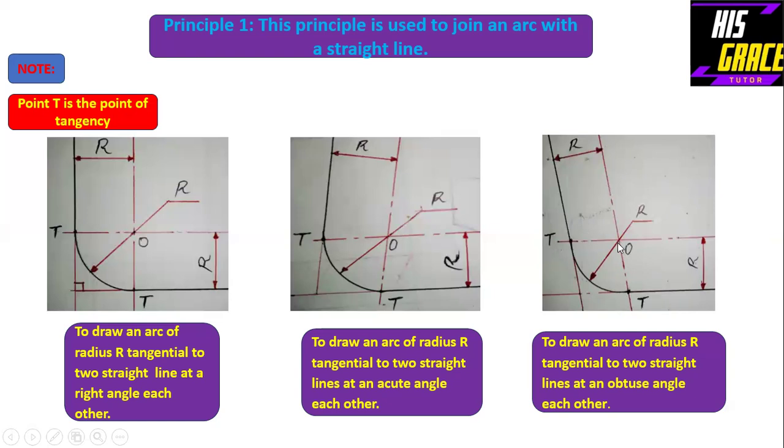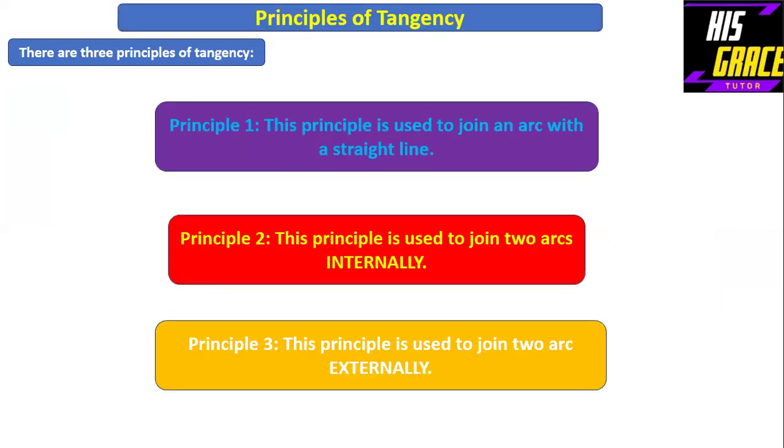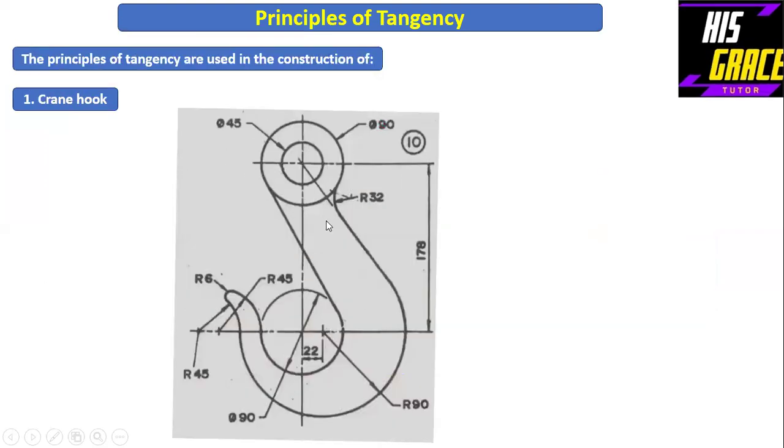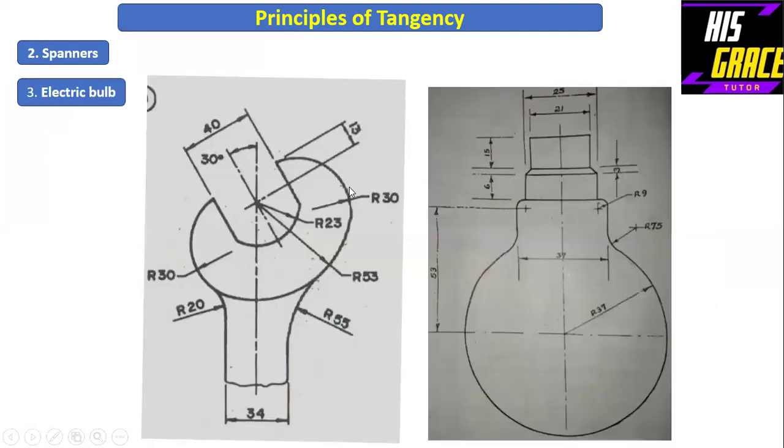So with the radius of this same distance, which is 20 millimeters, putting a pinpoint at this point here, we can draw this arc that will blend these two straight lines together. Okay, so this is how we use principle one. So these principles, as I said, we apply them in the construction of spanners, electric bulbs, crane hooks, and then templates. So without these principles, you cannot construct these things. You cannot construct something like this.